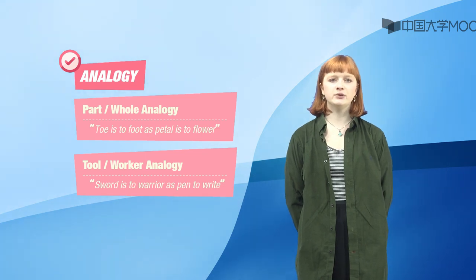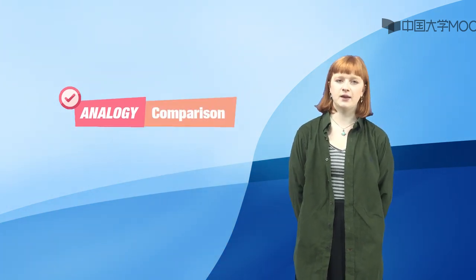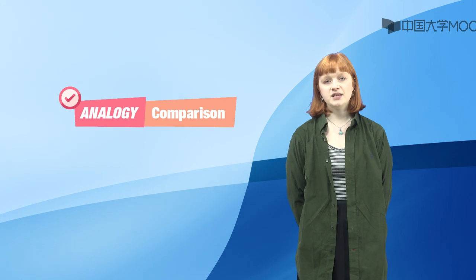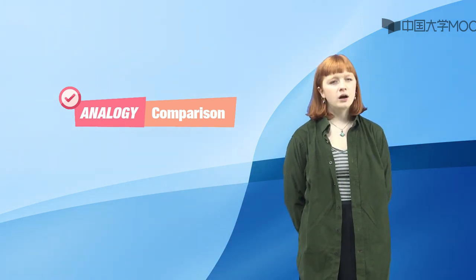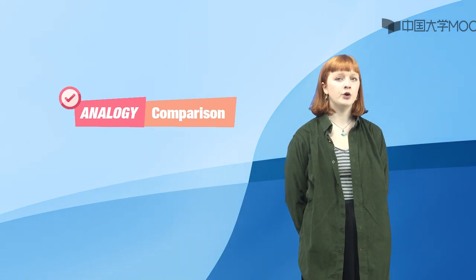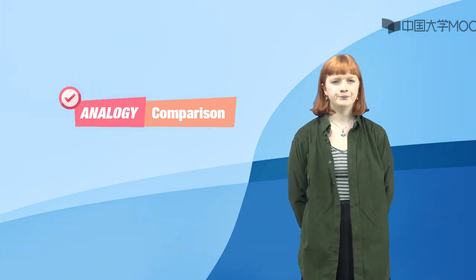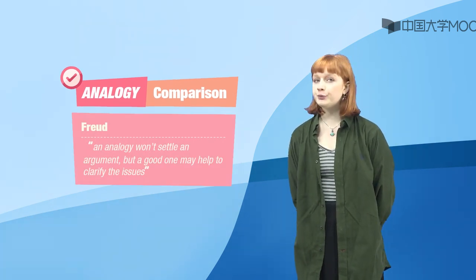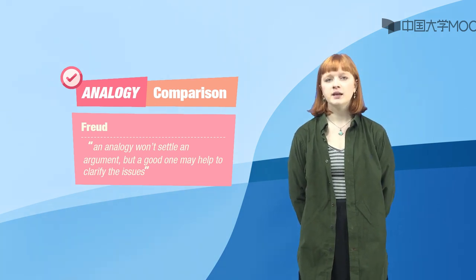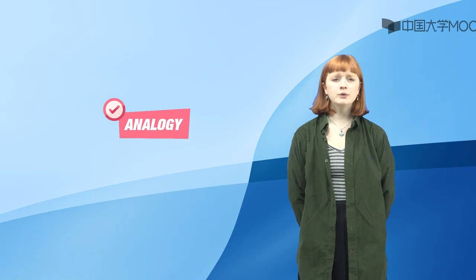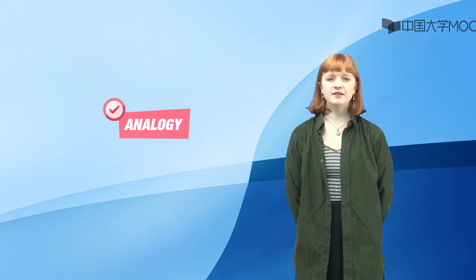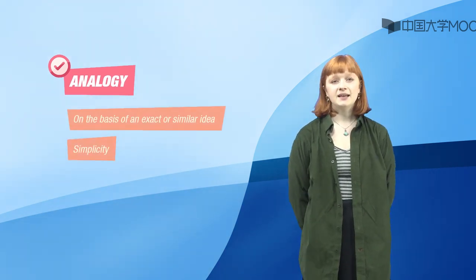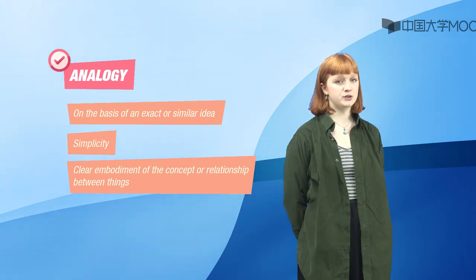We can see from the examples that an analogy is a comparison between things with similar features, often used to help illustrate a principle or idea. By analogy with something concrete and familiar, we can infer the features, functions, or other elements of an unfamiliar or abstract concept or notion. As Freud suggested, an analogy won't settle an argument, but a good one may help to clarify the issues. Analogy is a practical method with many merits. The features of an effective analogy are, on the basis of an exact or similar idea, simplicity, clear embodiment of the concept or relationship between things.